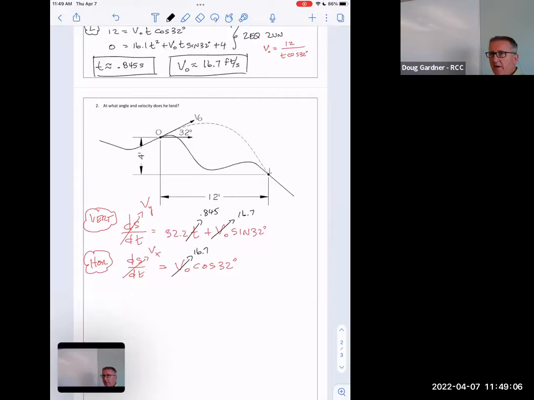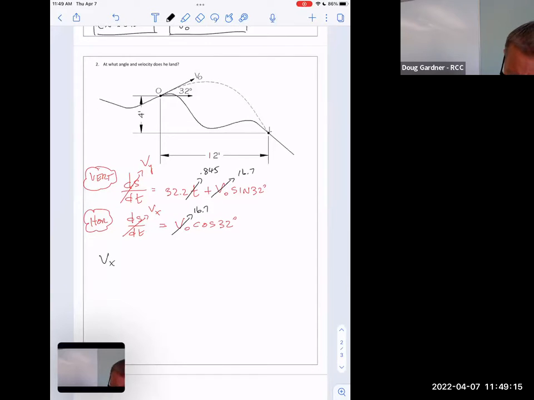So can I find my, well, notice I have velocity of y and velocity of x, whatever that means. Again, just to save time, velocity of x works out to be 14.2 feet per second. Velocity of y works out to be negative 18.4 feet per second. Why is it negative? Because you're falling. So your x is still positive.